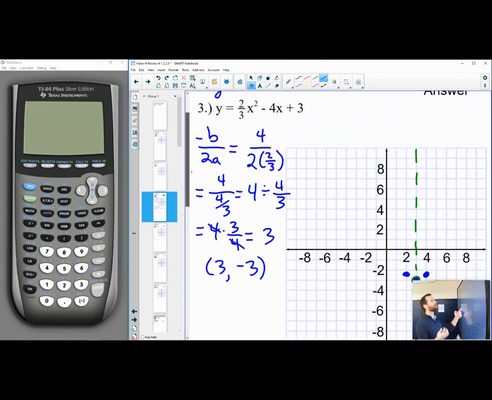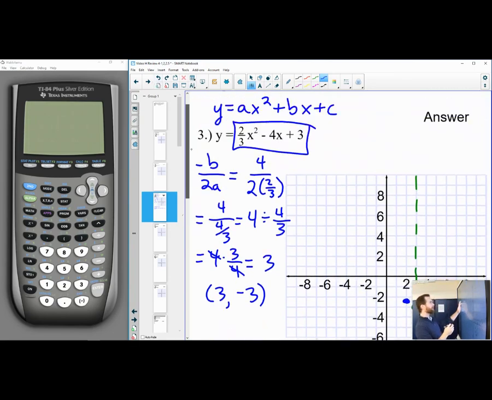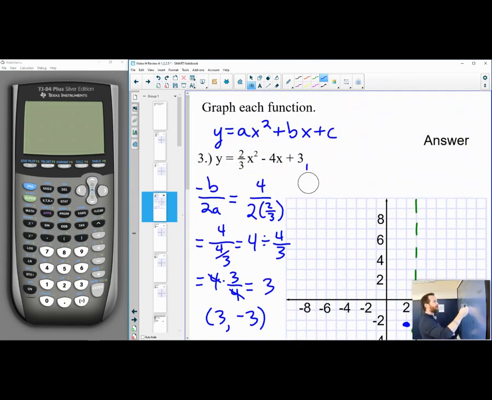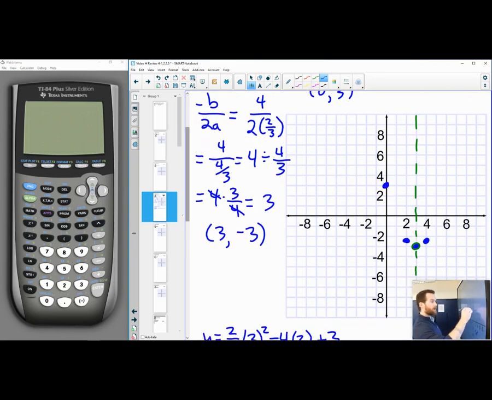Because in standard form, one of the big advantages is this form gives us the y-intercept if we know where to look. Hopefully we remember that C is always the y-intercept. So our y-intercept will be 3, or we could write it 0, 3. So I scroll down, we go to 0, 3.